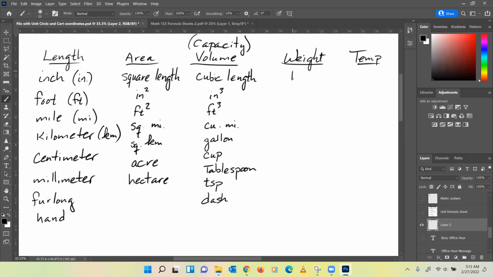Weight, we've got pounds, of course. I should write that out like I did the others. Got ounces. How about fluid ounces? That is a volume.